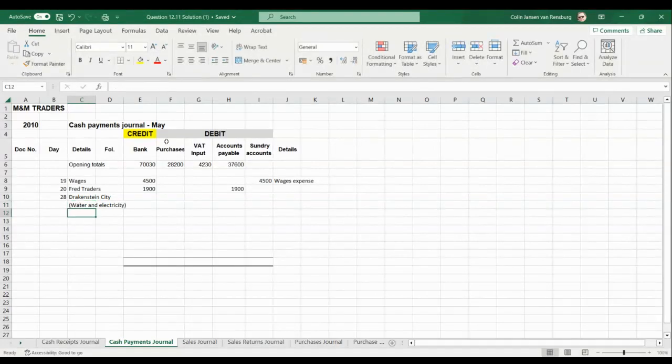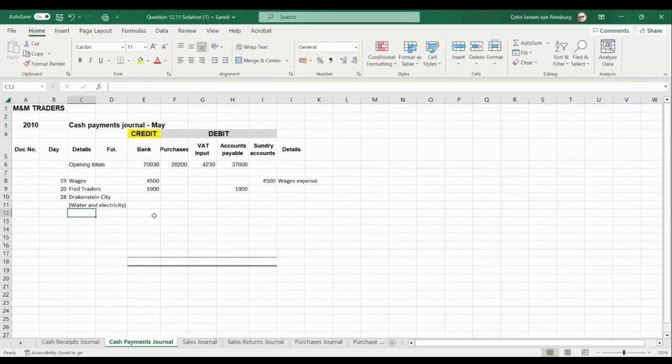Because in real life we would have done that in any case. Make it a little bit broader. Drakenstein City, water and electricity. I had a ping there. Let me just go check.